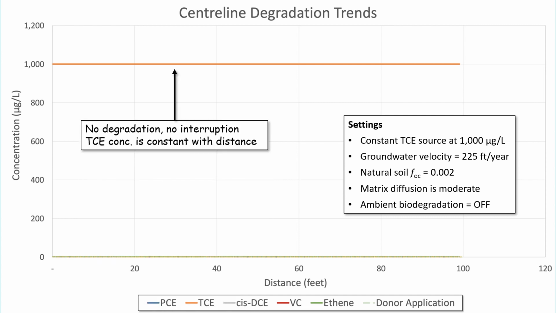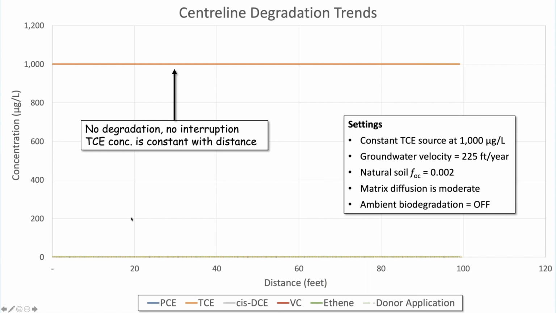We've got TCE coming in at about 1 milligram per litre, and it's flatlining over the distance that we're looking at because there's no interruption of the flow. We've got a constant source, and therefore the concentration is constant. On the vertical axis, we have concentration, and on the horizontal axis, we have distance. So this is like a longitudinal section along the center line of a plume. The source is somewhere to the left, and the plume is flowing off to the right through 10, 20, 30, 40 feet, and so on.